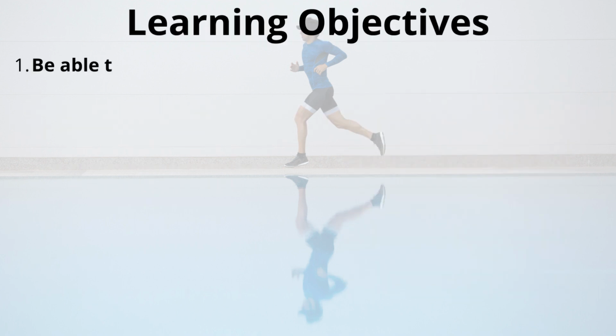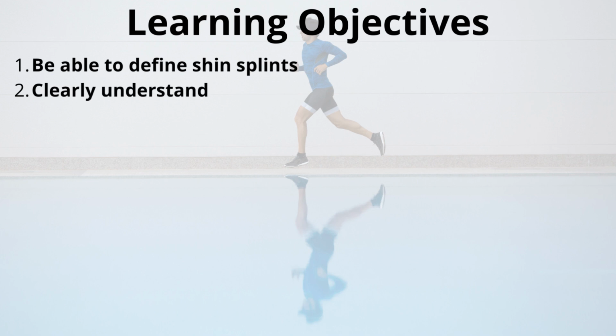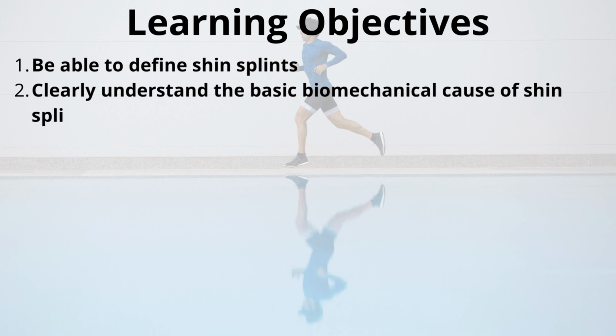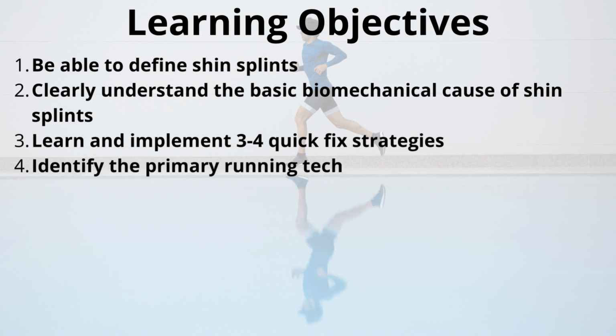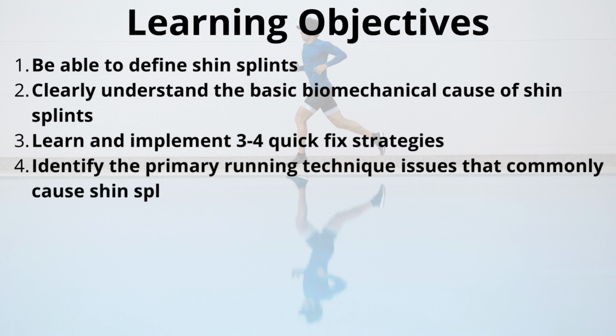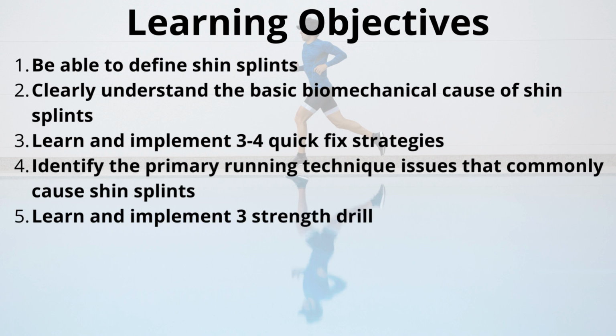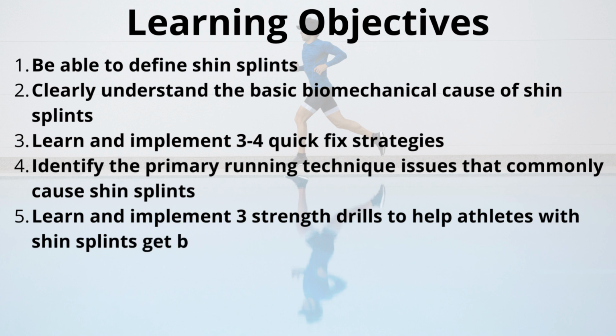Let's go through the learning objectives. Number one, by the end of this presentation, you should be able to define shin splints. Number two, you should be able to clearly understand the basic biomechanical causes of shin splints. Number three, you should be able to learn and implement 3 to 4 quick fix strategies. Number four, be able to identify the primary running technique issues that commonly cause shin splints. And number five, learn and implement 3 strength drills to help athletes with shin splints get better.